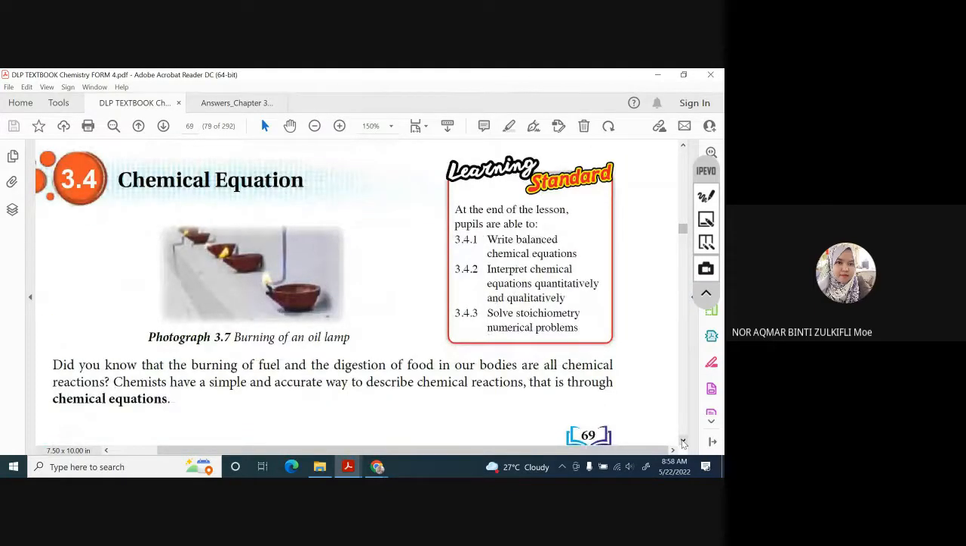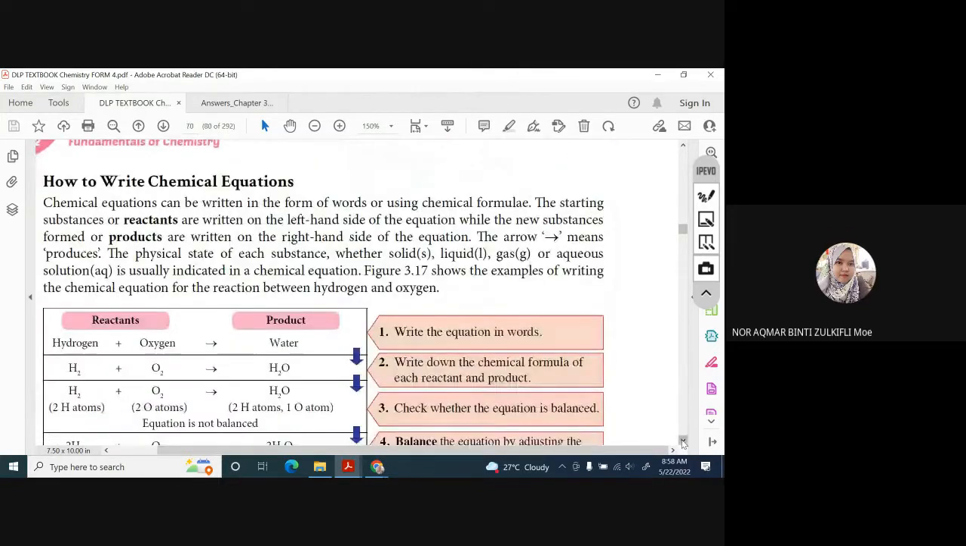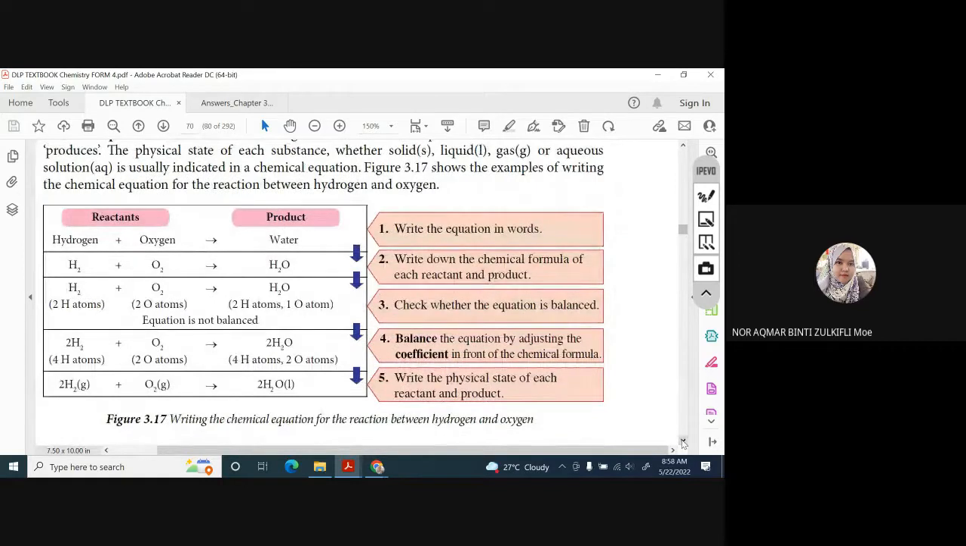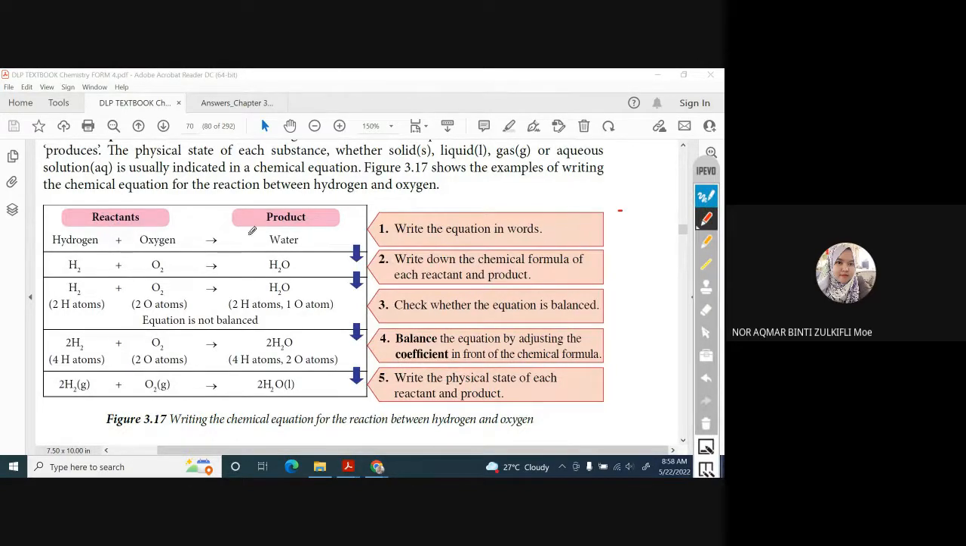Okay, ini the last one. How we want to construct a chemical equation. Okay, so ini habislah untuk chapter 3. Alright. So for example, we want to write the reactants and product. In chemistry, we always have reactants and product: how they react and what is the product that forms. So for example, we have hydrogen and oxygen. How hydrogen and oxygen become water.